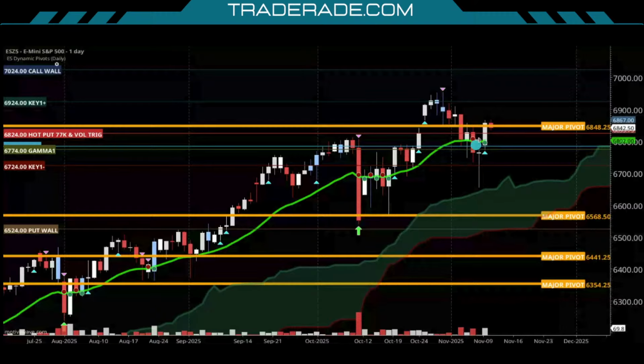We have broken back above the EMA 21. We've stayed above the Ichimoku cloud for this entire run from the April lows. As soon as we recovered, we really didn't look back. The Ichimoku cloud, for those that don't look at it, is a great way to look at long-term momentum.